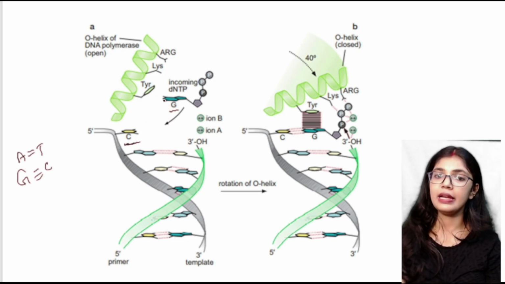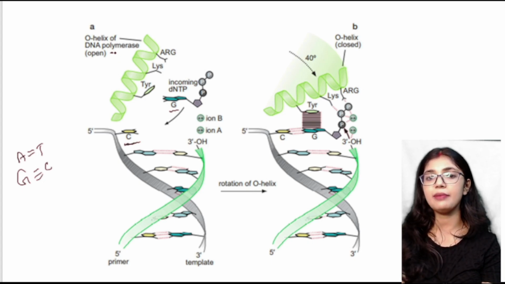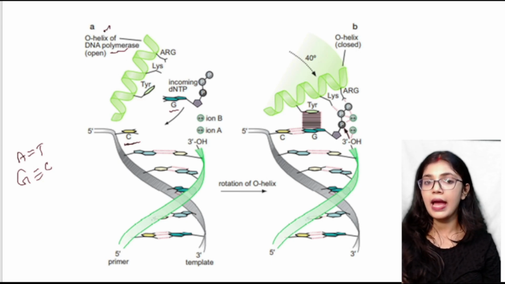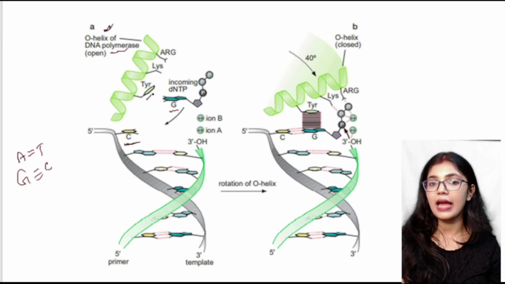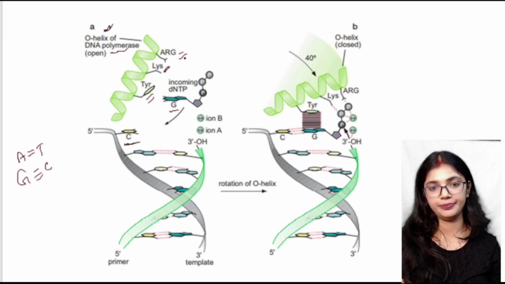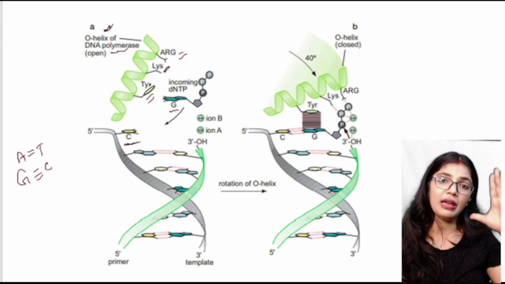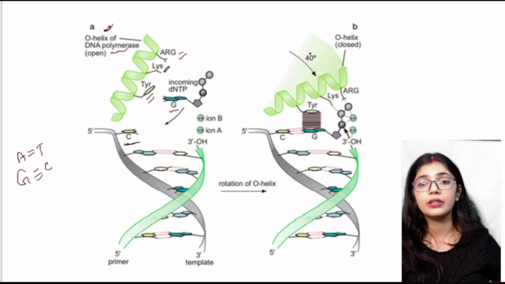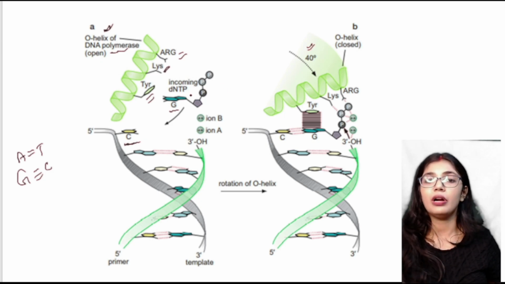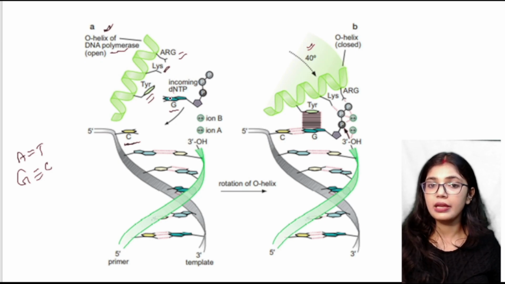When it is binding, there is some other work of the O helix of DNA polymerases. This DNA polymerase has an O helix, and this O helix has some amino acids like tyrosine, lysine and arginine. The work of tyrosine is that, by folding the fingers, by folding the thumb to 40 degrees, it gives pressure to the guanine to come and place here.